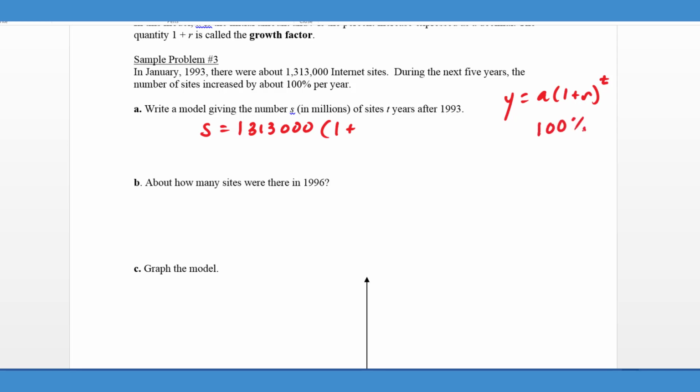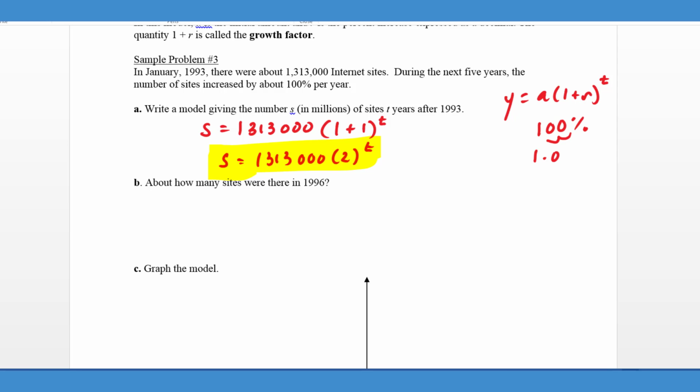100% actually goes back to a decimal of 1.0. And so we're going to raise that to a t number of years. So our model looks like this. Now, order of operations says we cannot multiply the 1.3 million times 2 because you have to raise it to the exponent first. So this is our model with the given exponent as a variable. And so that's what an exponential model should look like.